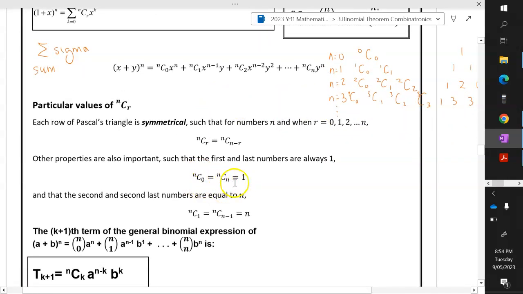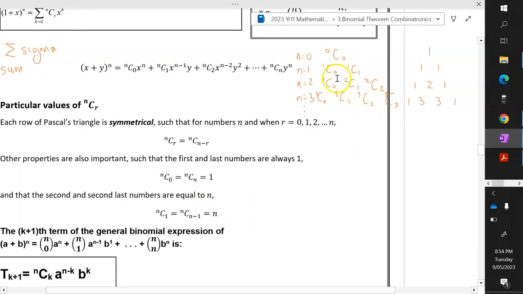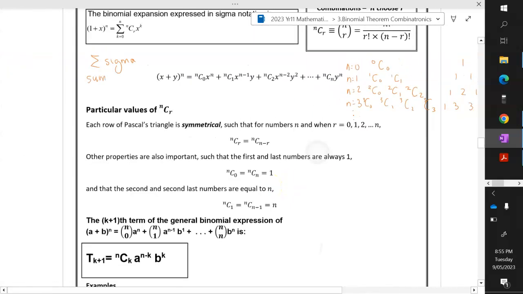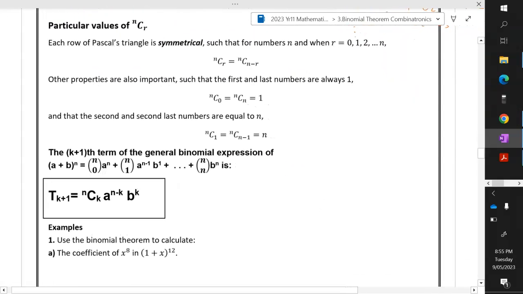And this one we just said was saying that those ones at the end are equal, and the second and the second last numbers are equal to n. So nC1 is equal to nC(n minus 1), which is n. So that's saying here that 3C1 is 3, and our power is going to be 3 because it's the third row. And 3C(n minus 1), in this case 3C2, sorry, would also be 3. You can see those two 3's there. So they're just some things to take note of for this topic.